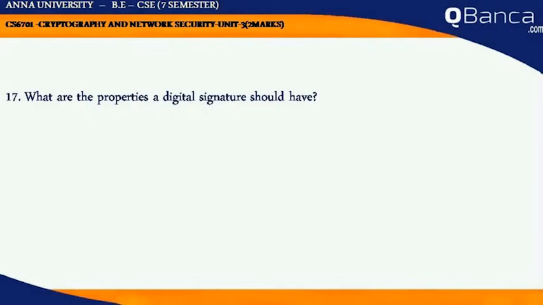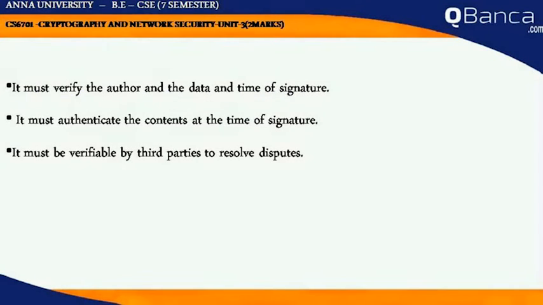What are the properties a digital signature should have? It must verify the author, the date, and the time of signature. It must authenticate the content at the time of signature. It must be verifiable by third parties to resolve disputes.